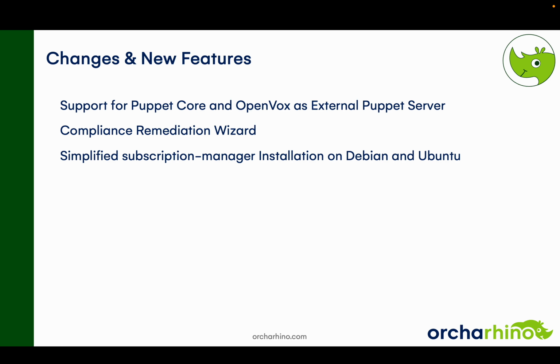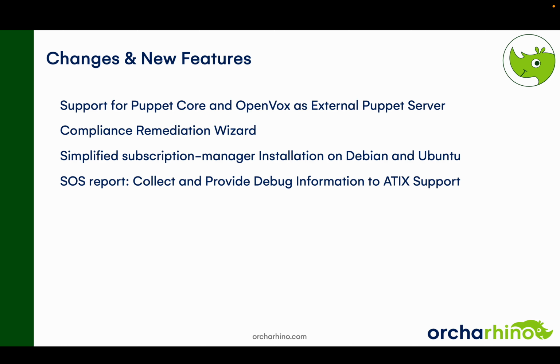With Orcharhino 7.2, we are now also delivering the third generation of Orcharhino clients for Debian and Ubuntu. This makes it much easier to install the subscription manager, as you no longer need to take care of dependencies provided by the operating system repositories, but all dependencies will be resolved within the Orcharhino client repository itself.